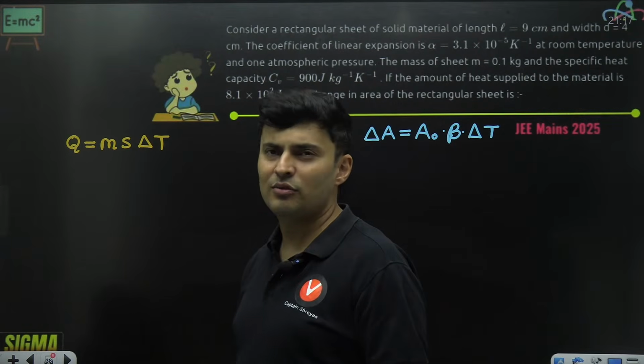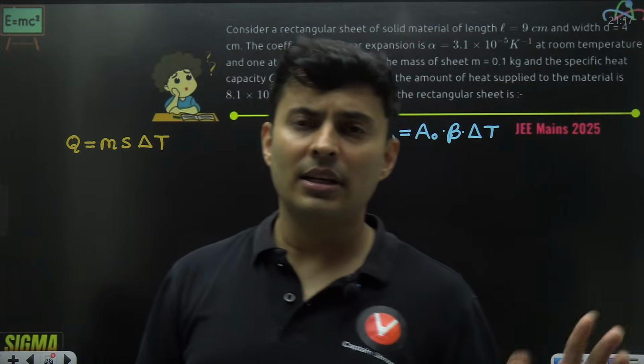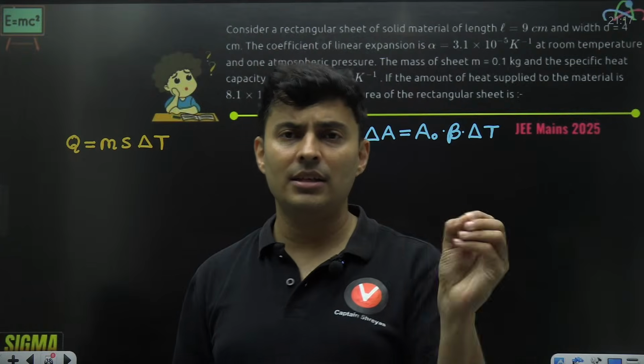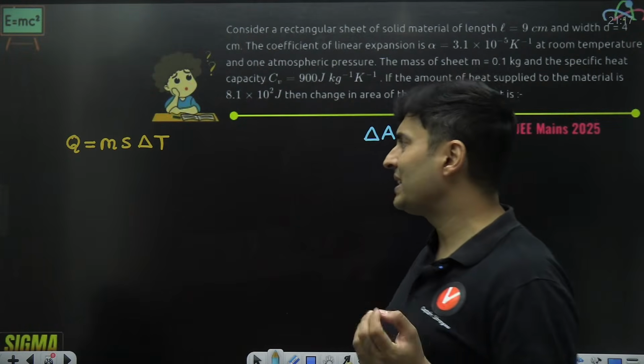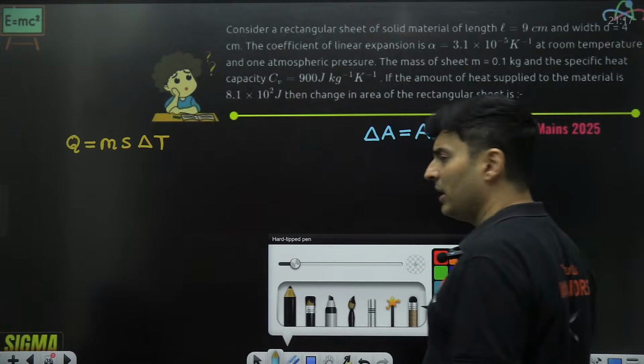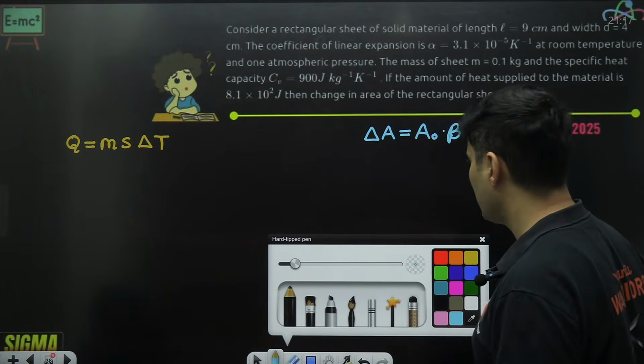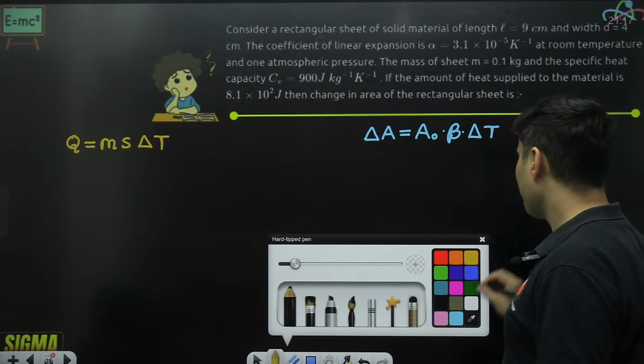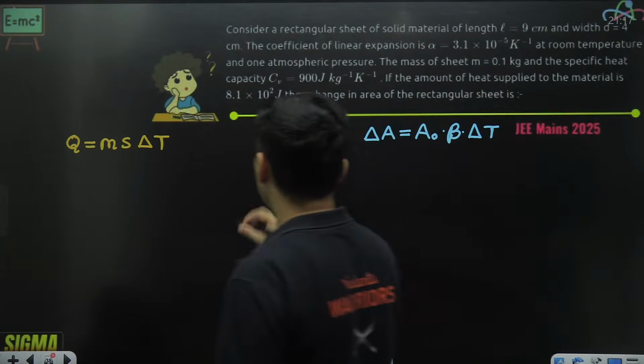For that, you need this formula for the relationship between heat and change in temperature. Q is m s delta T. We'll be seeing it in a bit once we study calorimetry and heat capacities, but for now, I'm just giving it to you as a takeaway. So let's use that and see what is there.